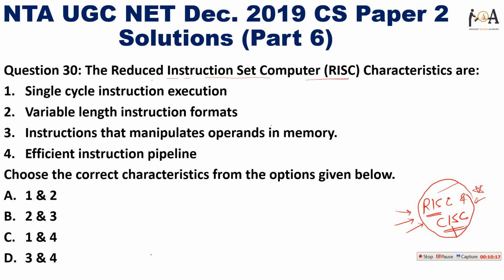So our question is, the reduced instruction set computer RISC characteristics are single cycle instruction execution, right? RISC is single cycle instruction execution. It is true, whereas CISC is multiple cycle instruction, right? So we just have a question on RISC, so we will solve on it, right? Variable length instruction format. Yeah, RISC does not have variable length instruction format.